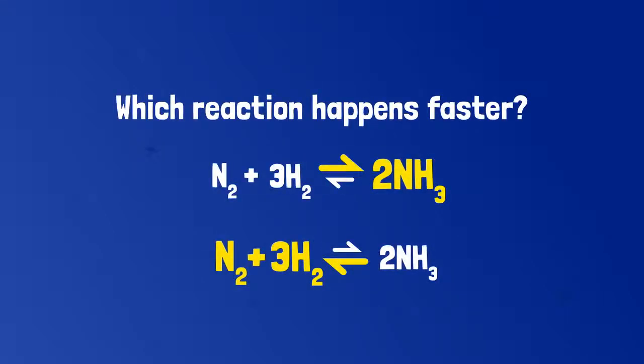Let's look at the reaction of nitrogen and hydrogen gases when they form ammonia. The reaction is reversible, so we use this double-sided arrow for its equation. While the forward reaction produces ammonia, the reverse reaction decomposes ammonia back into nitrogen and hydrogen. Which of the two reactions do you think happens faster?